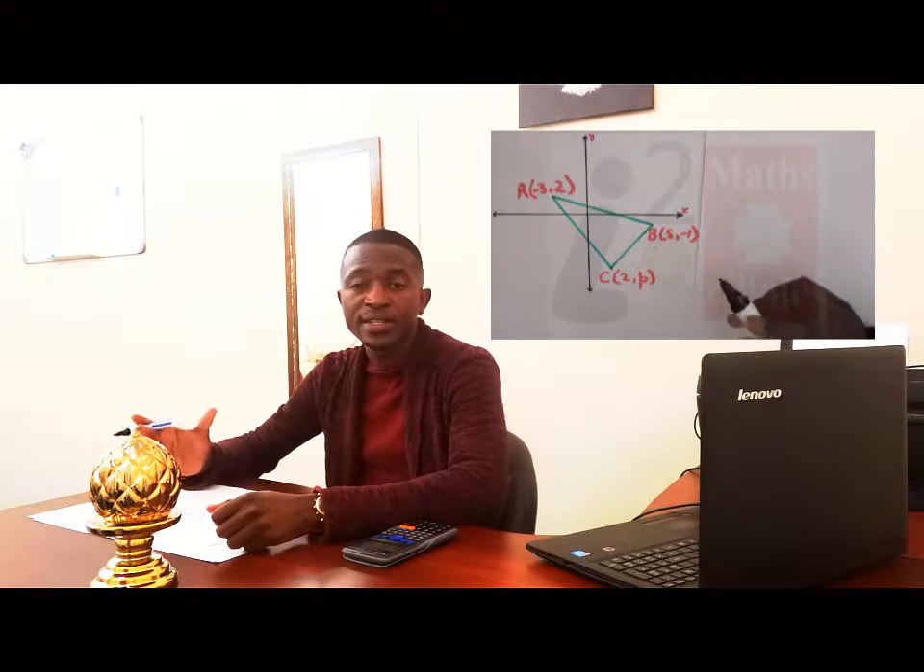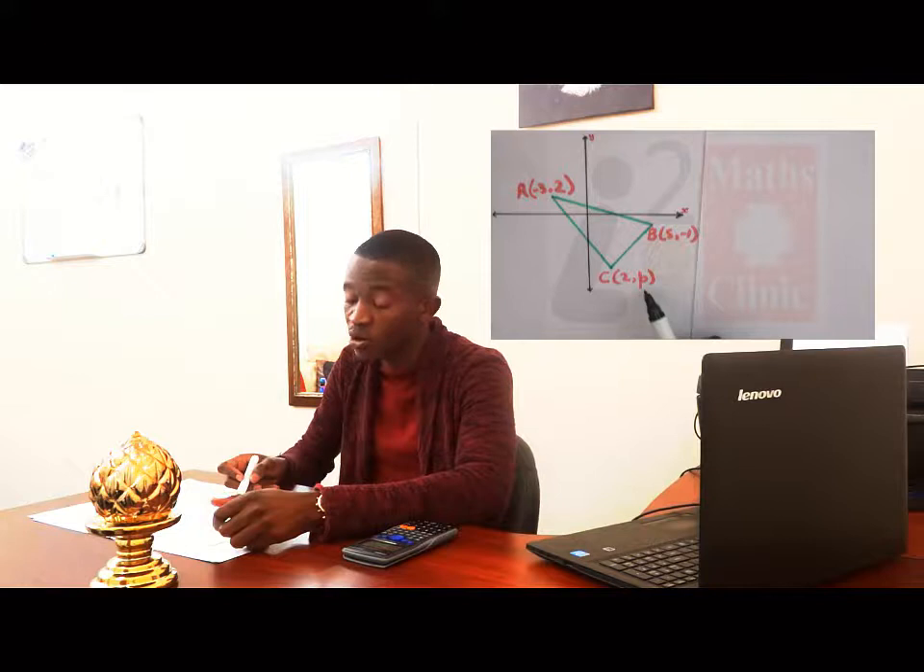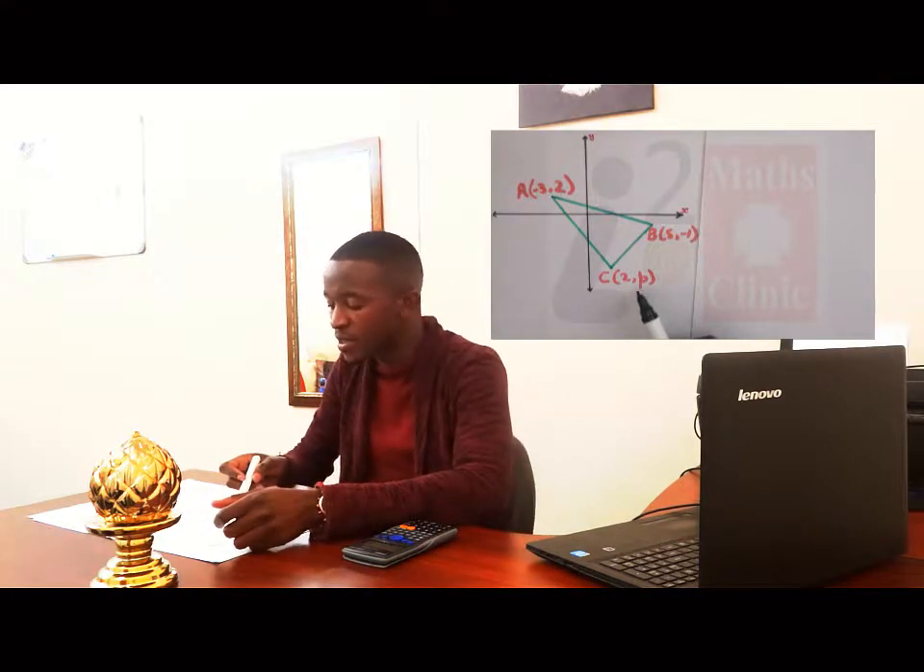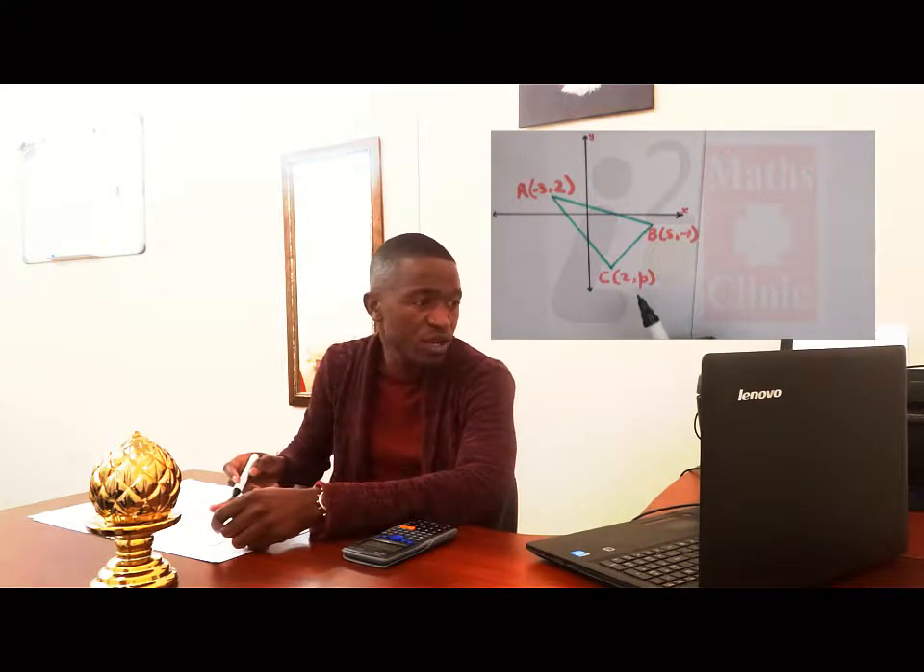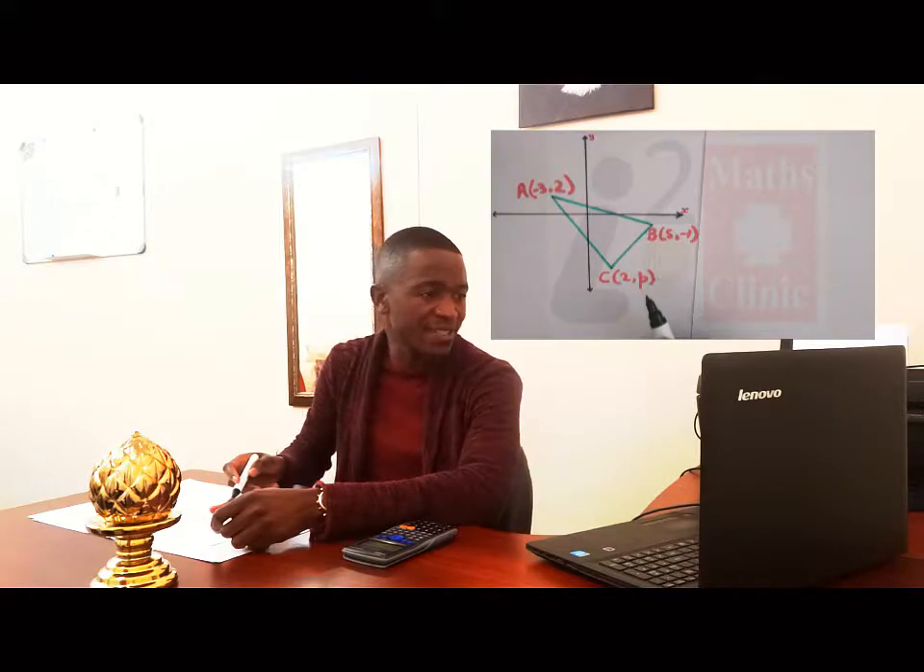Okay, so the question here gives us triangle ABC with coordinates A(-3, 2), B(-5, 1), C(-2, b). So you are given the coordinates here. Okay, now let's start with our first question: calculate the length of the line segment AB.